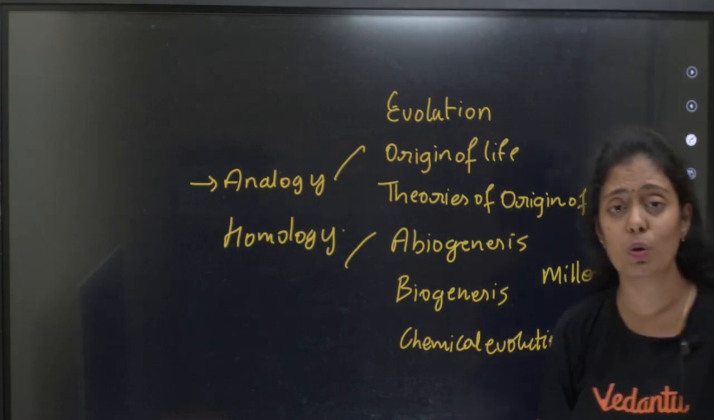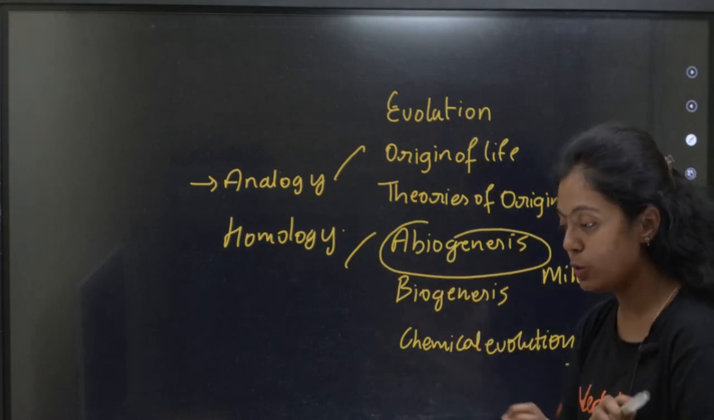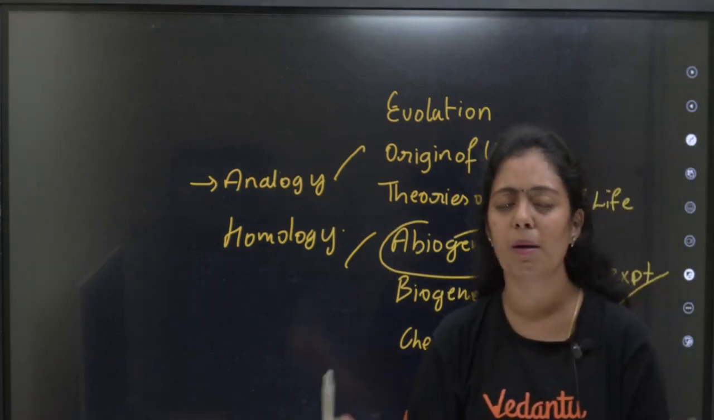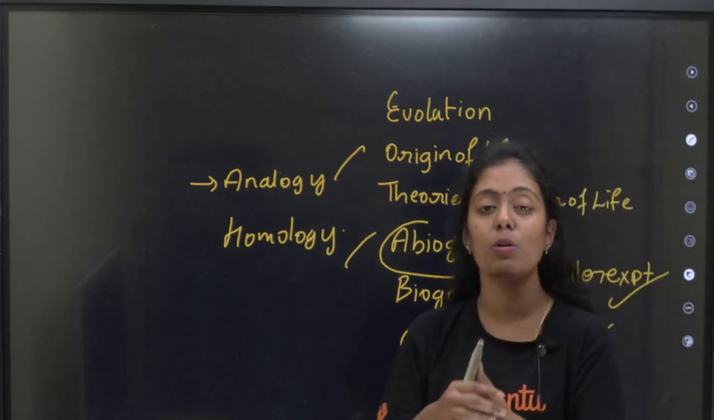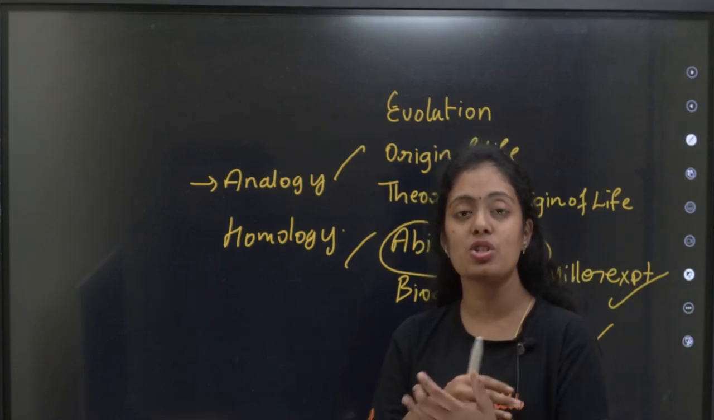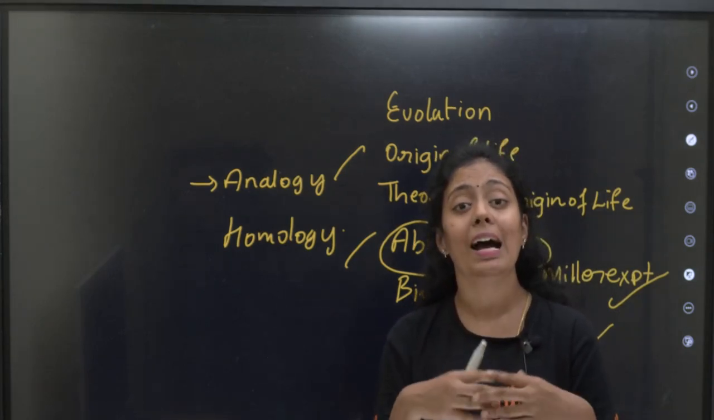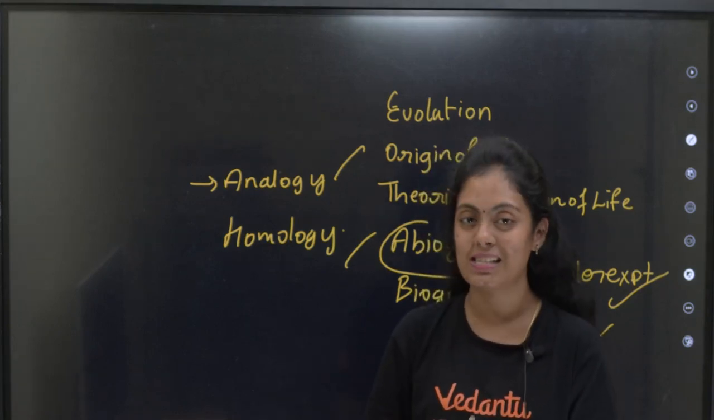And you should also know the experiments which were used to disprove the theory of abiogenesis. Idella padicha podhuma ma'am? Absolutely podum pasangala. Idu mudichittu nama Darwinism paaka porom. We are also going to discuss about Lamarck's theory, theory of natural selection, Hardy-Weinberg equilibrium and human evolution. Inno 4-5 topics irukku which we will cover in the next session.